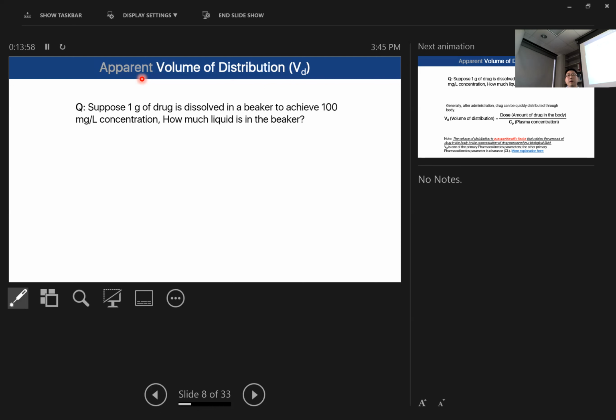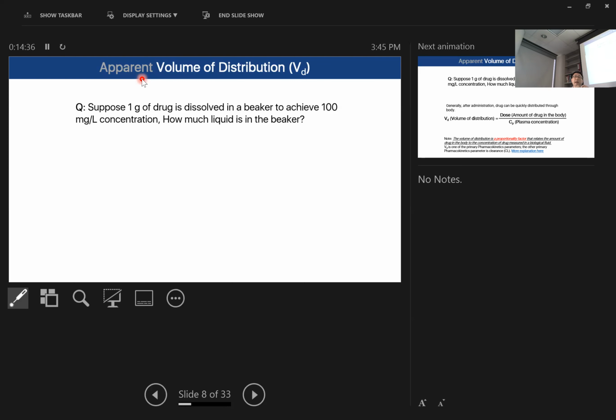Okay. But this number is a hypothetical number. It doesn't have true physiological meaning by itself. Why? Because you can imagine, if your drug only stays in the plasma or blood, then the volume of distribution would be the blood volume, right? That does have a physical meaning. But say you have a very hydrophobic drug, when you do the injection, it can quickly go into your tissue, right?